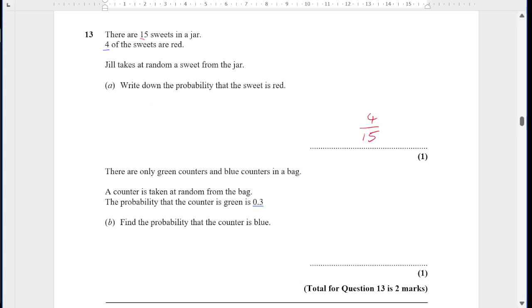And the second part, there are only green counters and blue counters in a bag. The counter is taken at random from the bag. The probability that the counter is green is 0.3. Find the probability that the counter is blue. Well, the two probabilities need to add up to 1. So we're looking at 1 minus 0.3, which is going to give us 0.7.